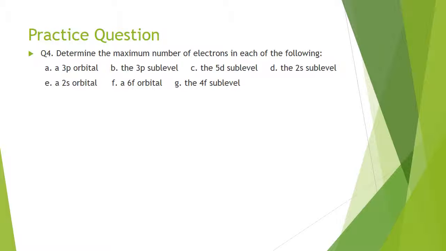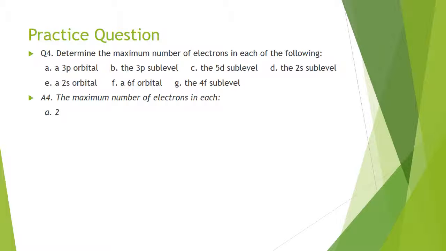Alright, first one, we have a 3p orbital. The maximum number of electrons in a 3p orbital would be 2. Notice this particular question asks you about a single orbital. It's not asking you about the entire sublevel. So in any orbital, whether it's a 3p, a 7f, a 28q, makes no difference. It's going to be 2 electrons maximum.